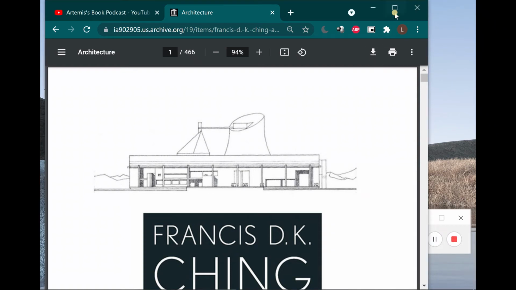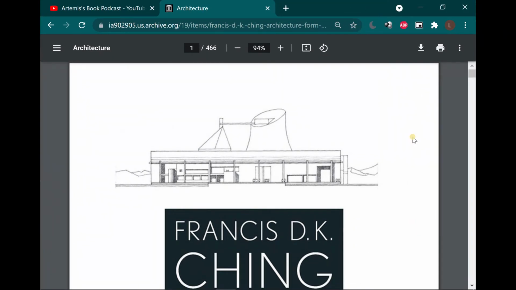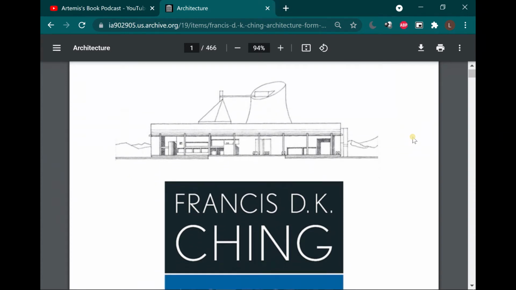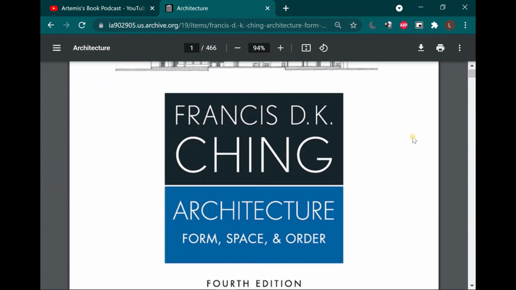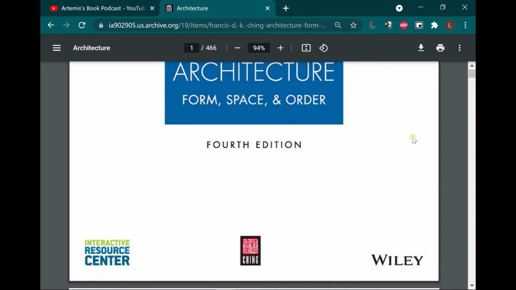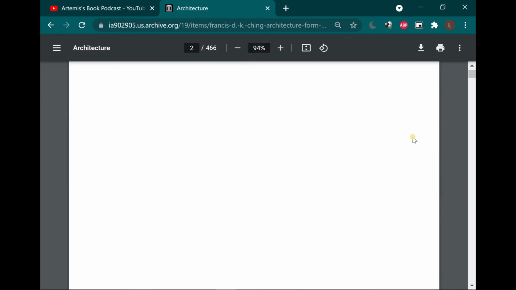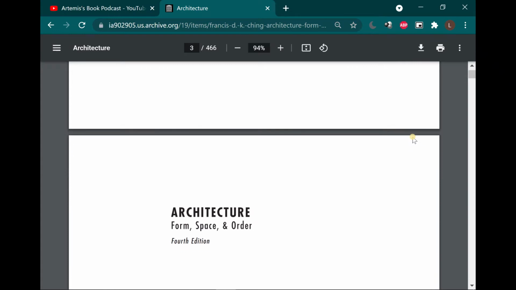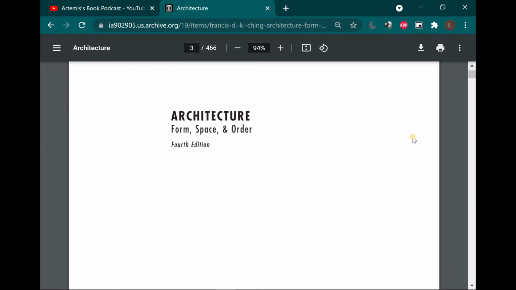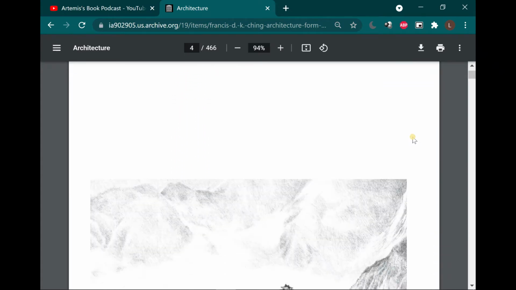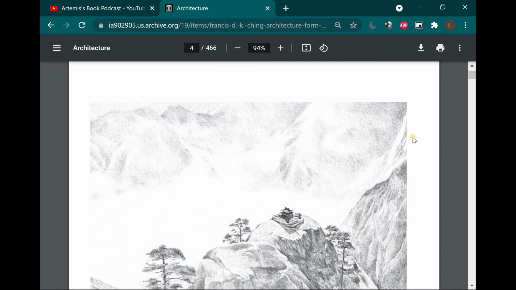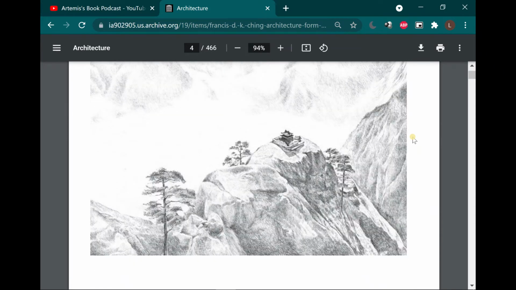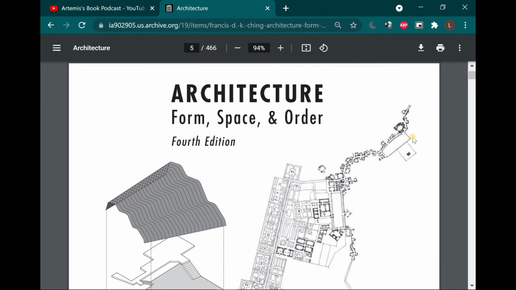Okay, so I got this book off of archive.org. It's Francis D.K. Ching's Architecture, Form, Space, and Order, 4th edition. So basically, we're just going to go through this, look at some of the concepts that he mentions, and just see what we learn. I have never read this book before, but I did go to school for architecture for a little while, so I'm just using this as a way to self-study and see what we learn.